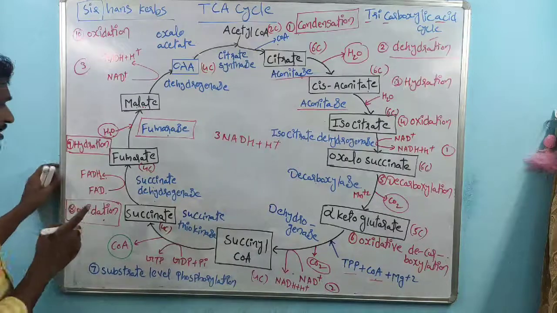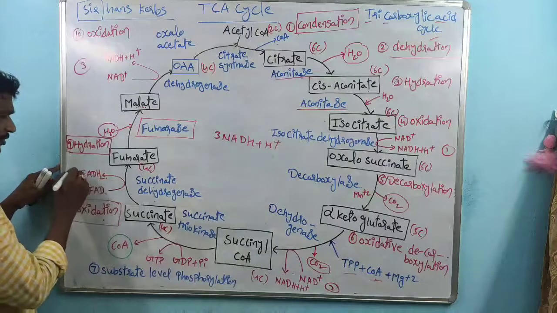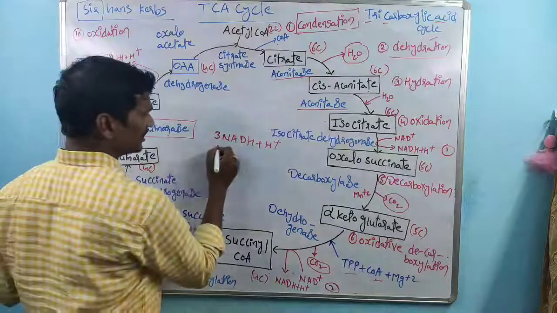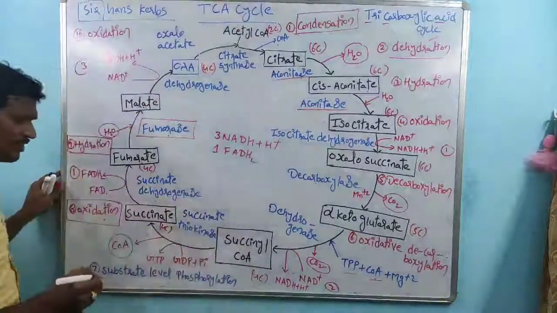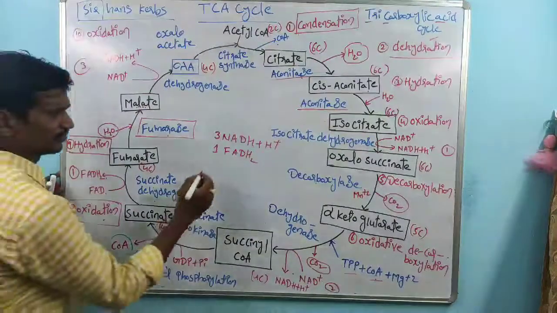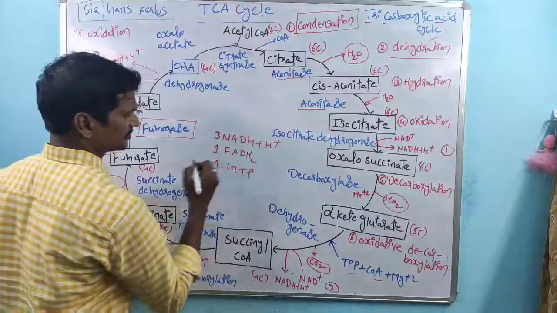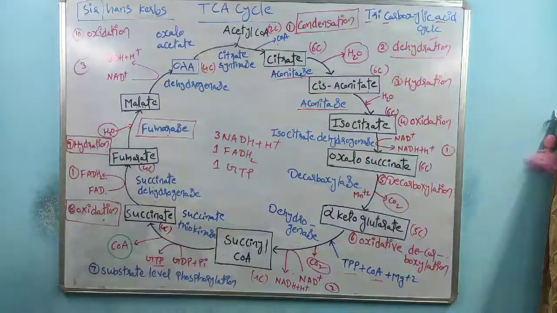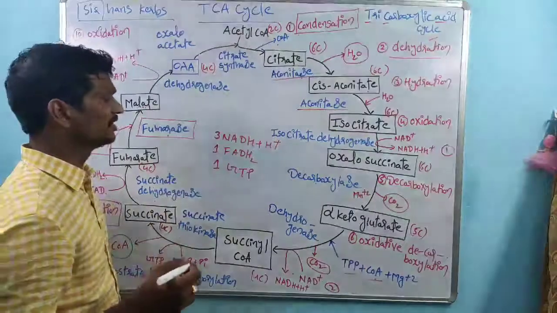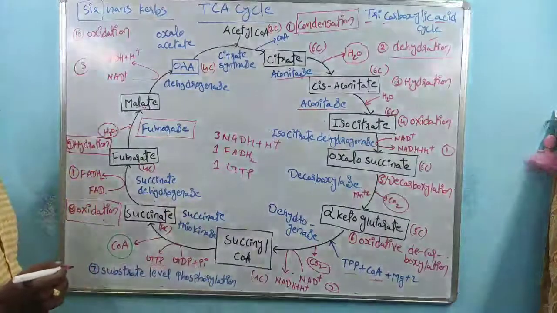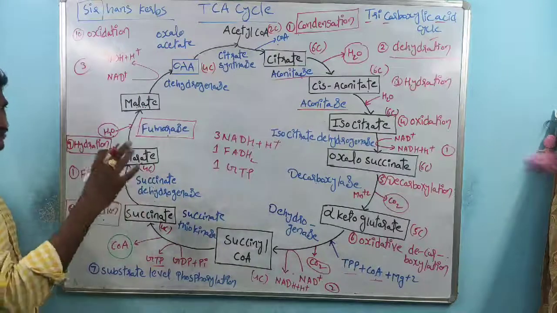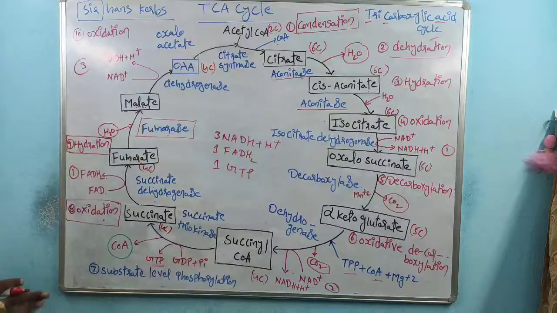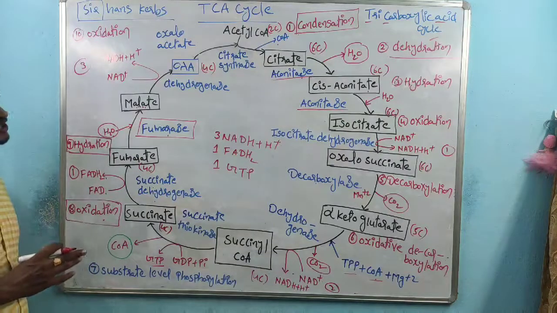In the TCA cycle, how many FADH2s are produced? Only one, right? In one TCA cycle, one FADH2 production takes place. In one TCA cycle, how many GDPs are produced? Only one GDP production takes place. So this is the energy level for one TCA cycle. We have to remember that in one TCA cycle, 3 NADH plus H plus, 1 FADH2, and 1 GDP are produced.